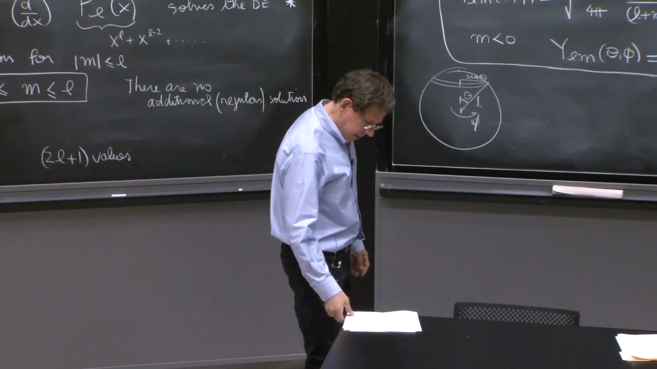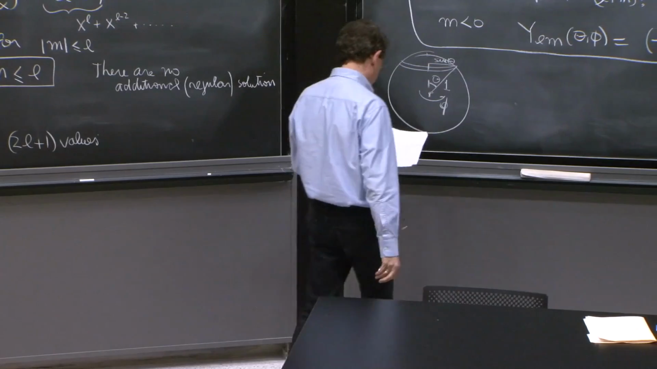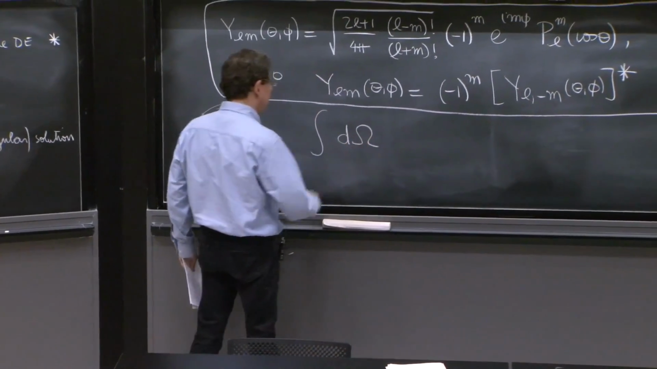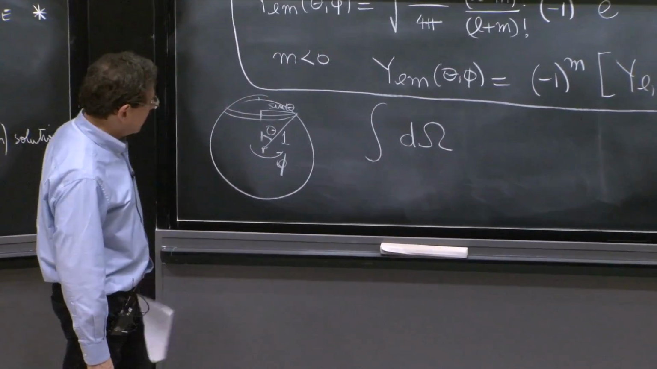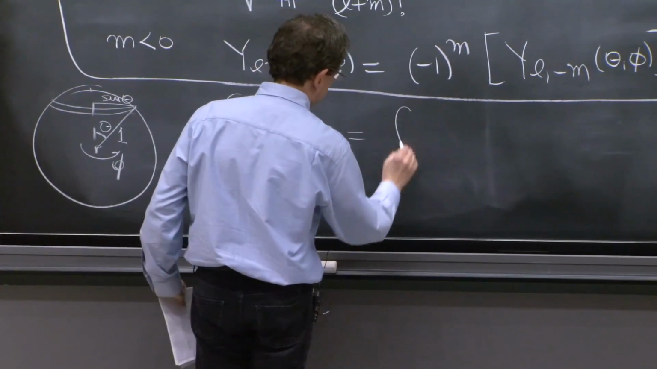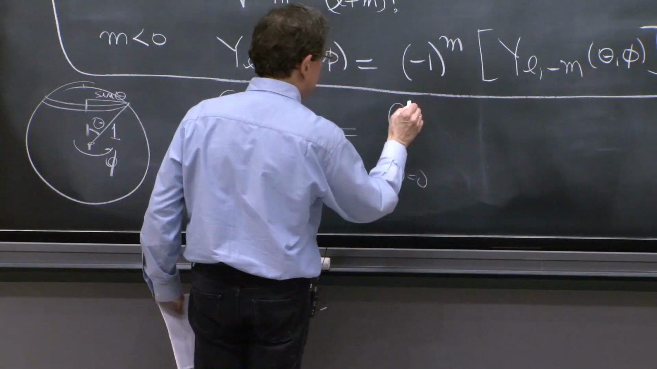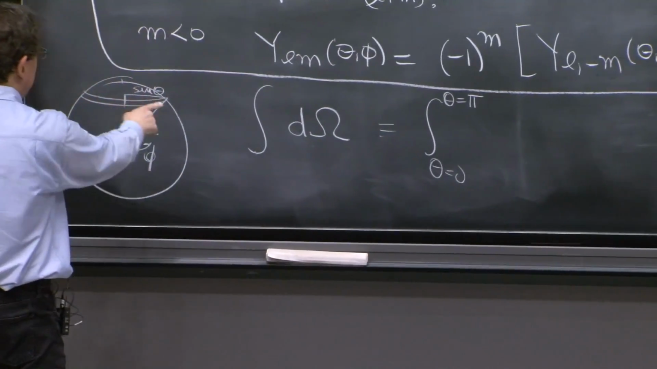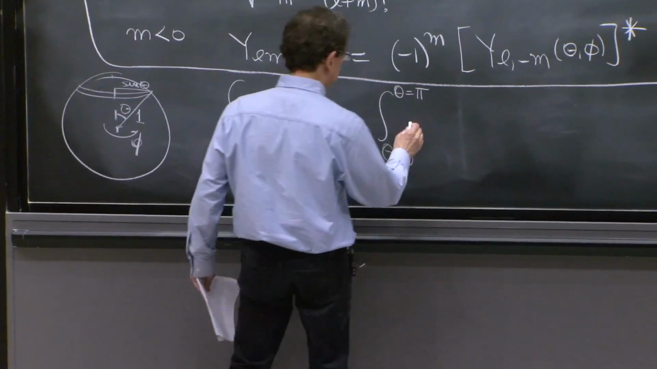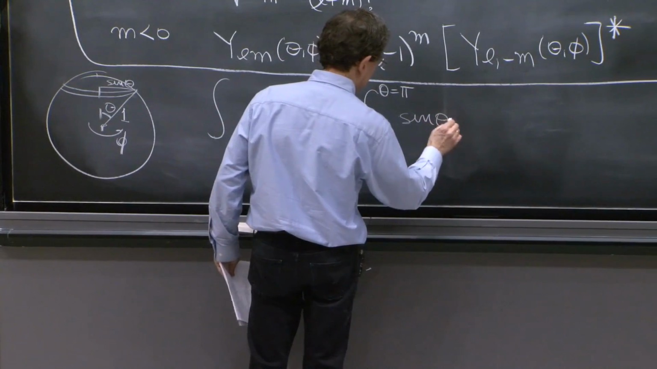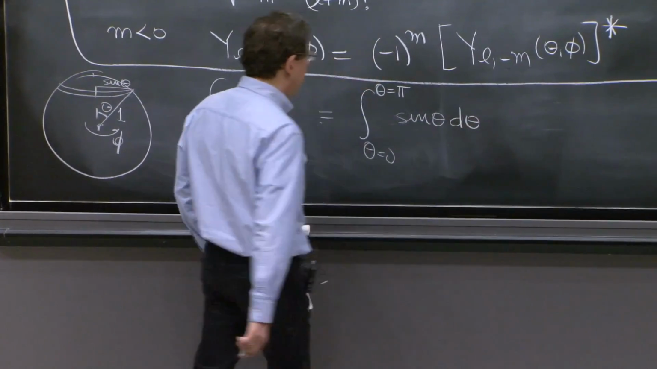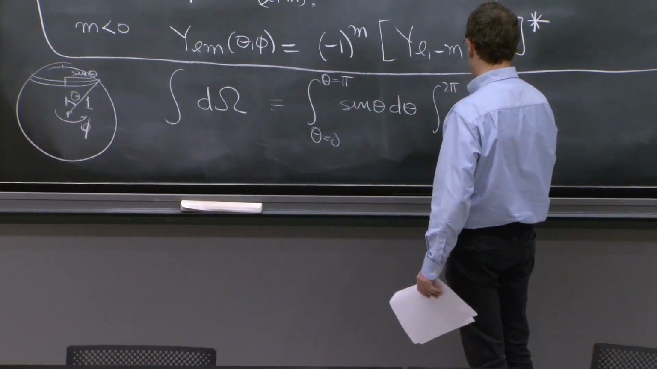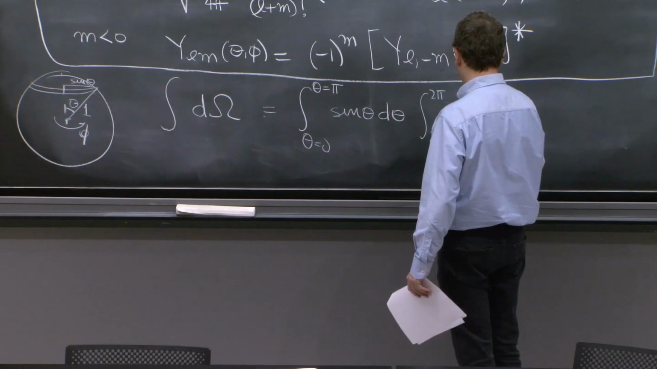So the area element in here, or the integral over solid angle, this is solid angle, the omega. You would integrate from theta equals 0 to theta equals pi of sine theta d theta. And then you would integrate from 0 to 2 pi of d phi.